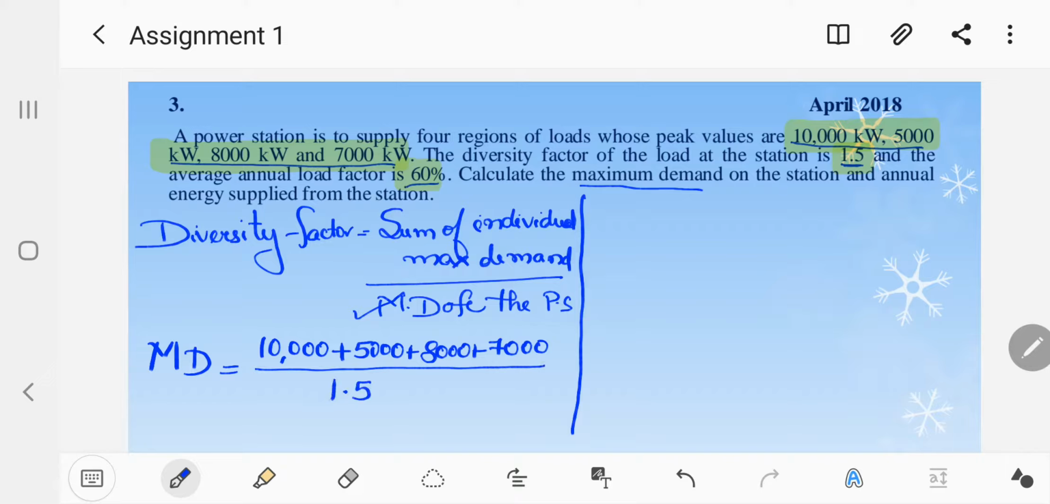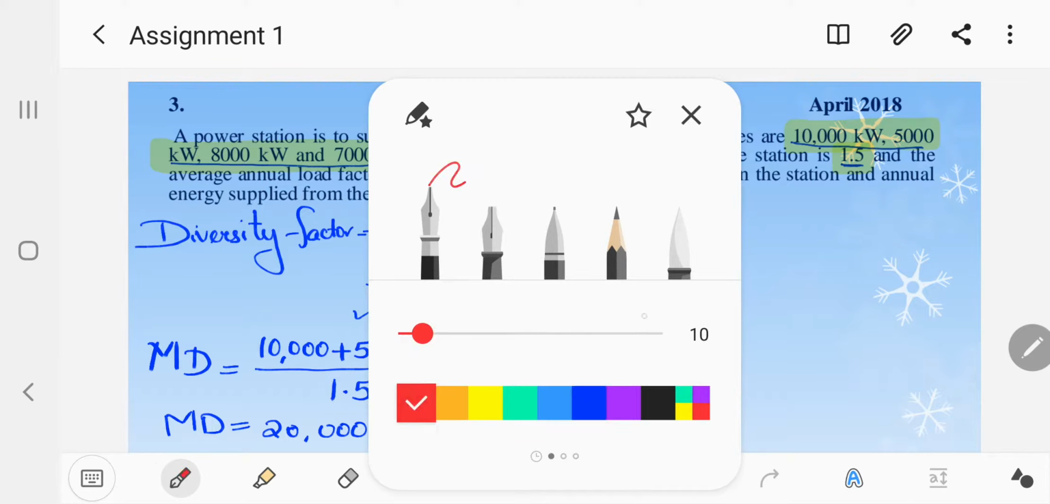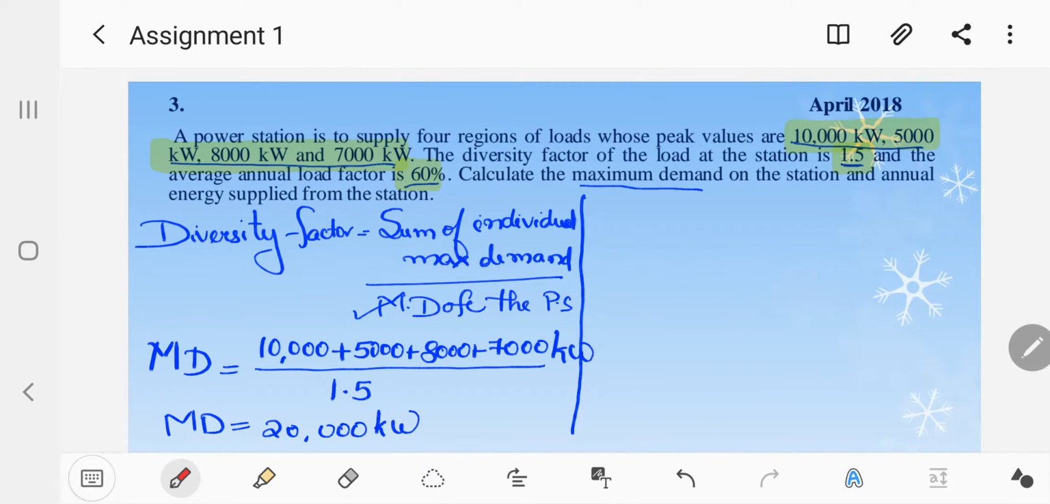It is 1.5. So altogether, by finding out the answer, the unit is kilowatt and there is no unit in the denominator. Why? Because the diversity factor is not having a unit. So by finding out the answer, you will be getting it as 20,000 kilowatt. So this will be your first answer, that is what is the answer for maximum demand. So the maximum demand of the power plant is equal to 20,000 kilowatt. Okay, hope this is clear for you.